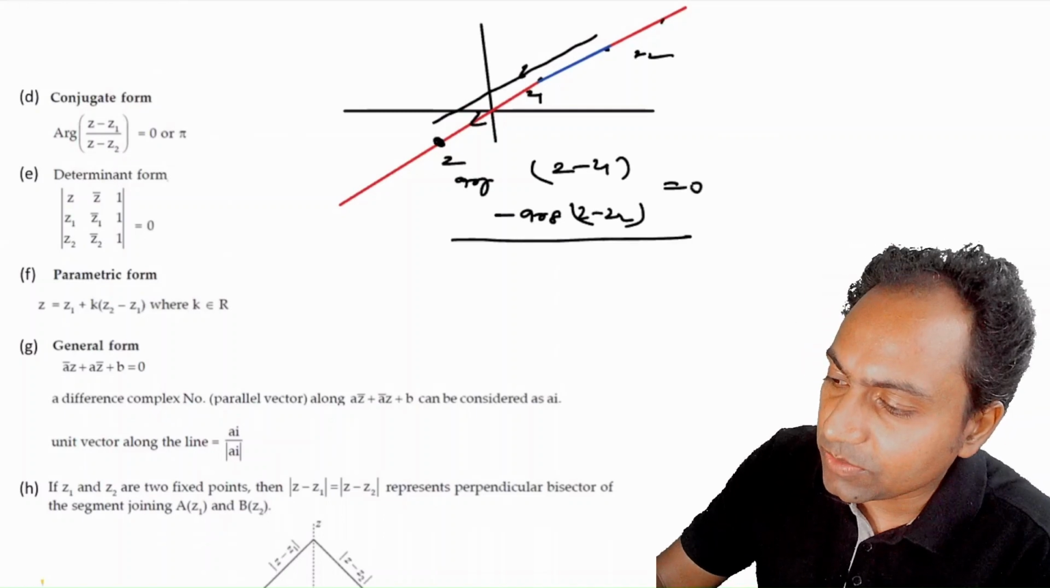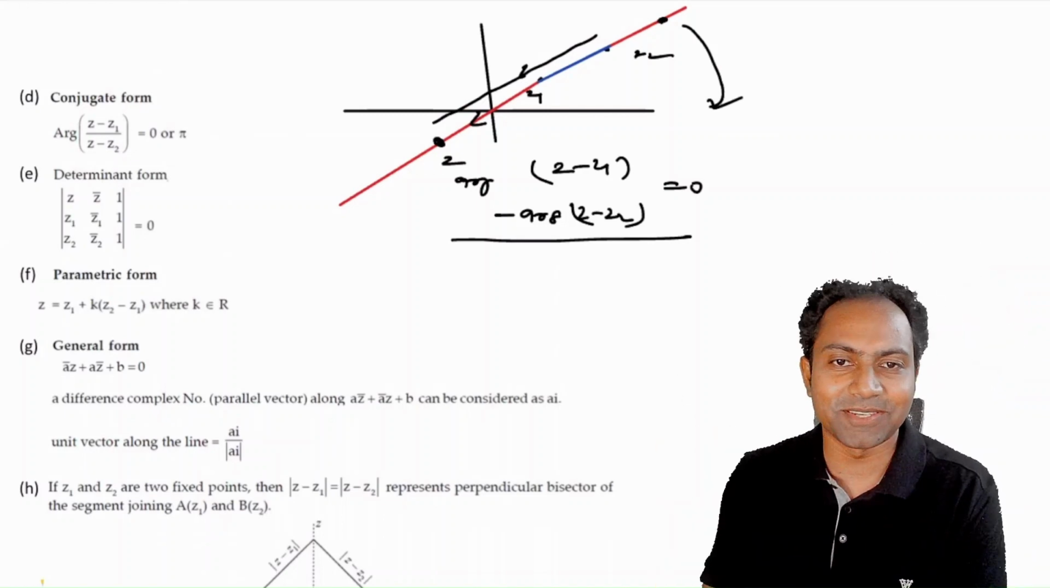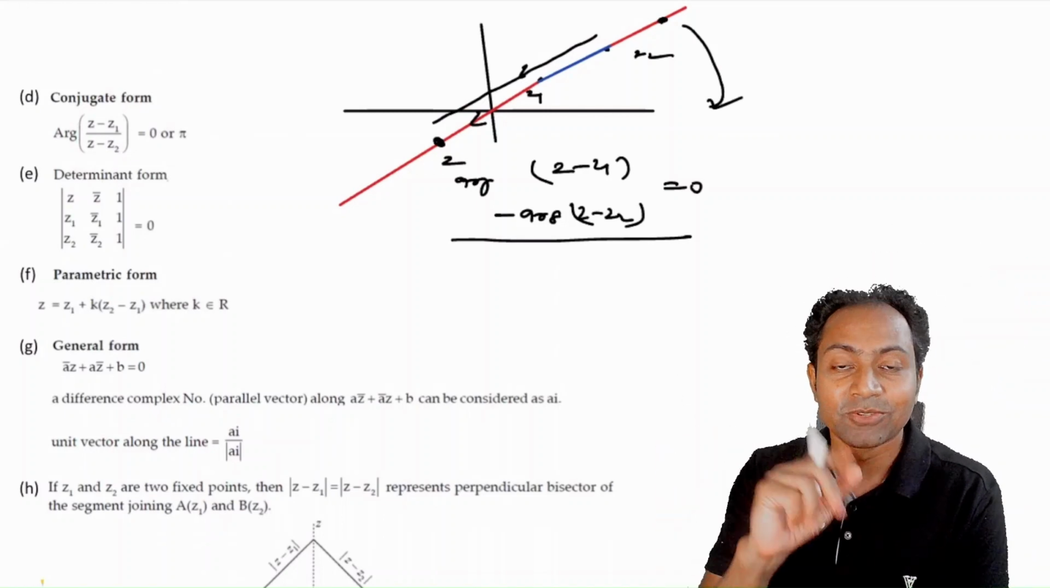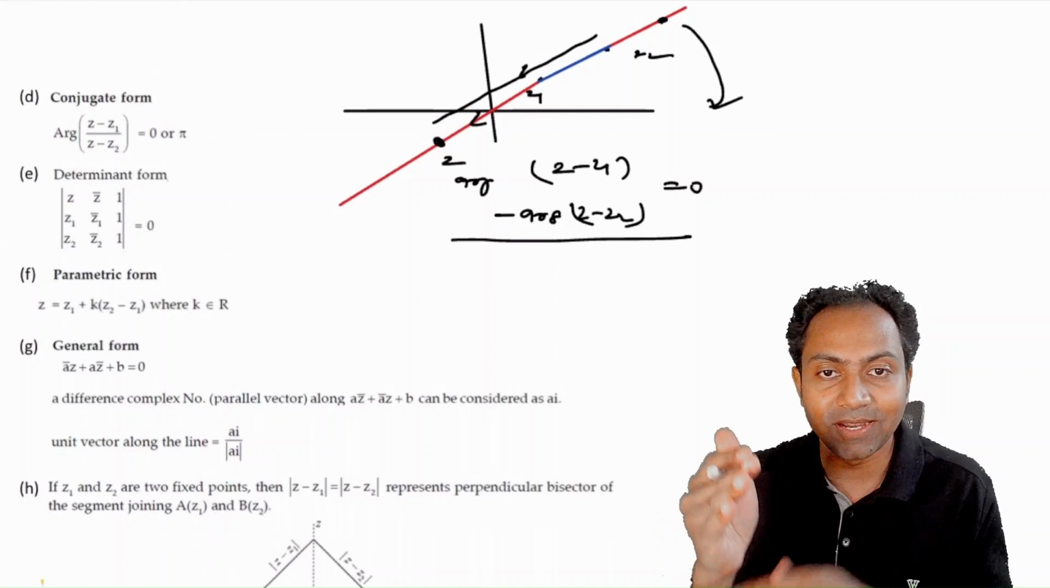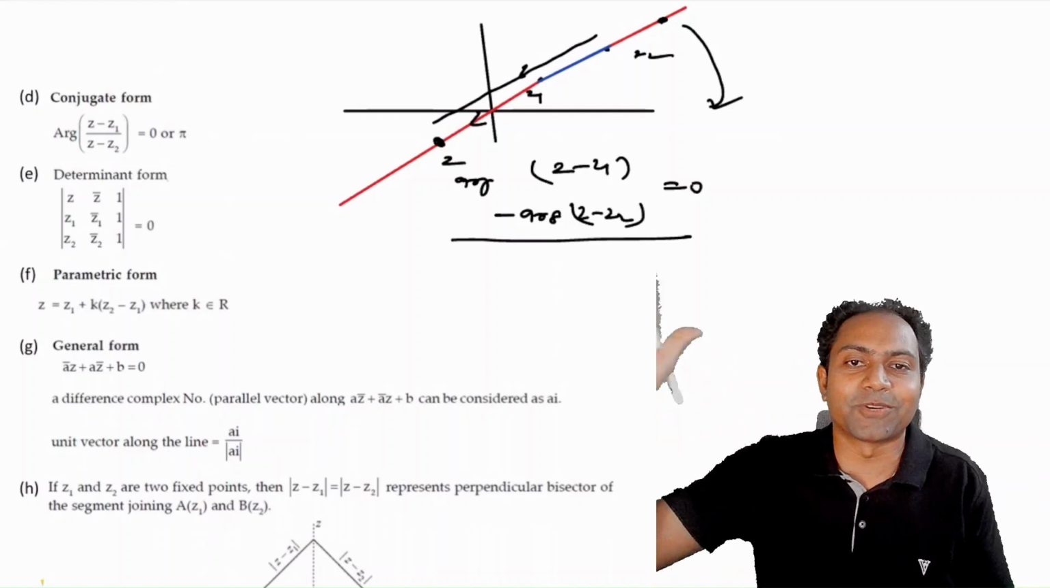Also, if we consider a point on this side, the same kind of relationship will still hold, because again the angle between z minus z1 and z minus z2 will be equal to 0. So this also represents the equation of a straight line, but it does not represent the middle part. It expresses the part that is beyond z1 here and z2 there.